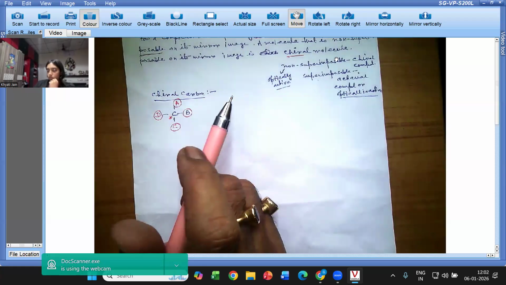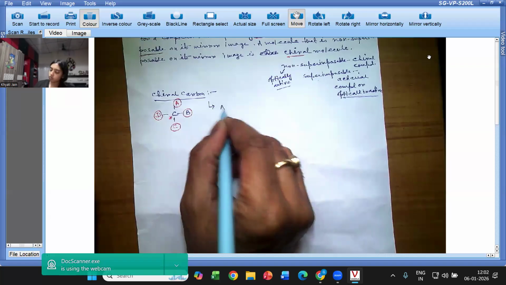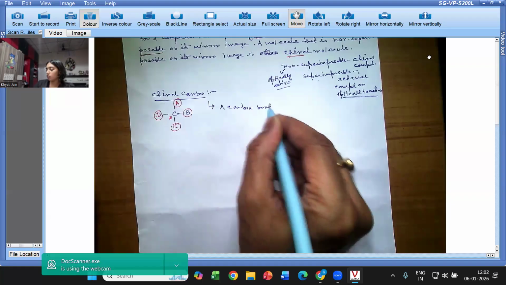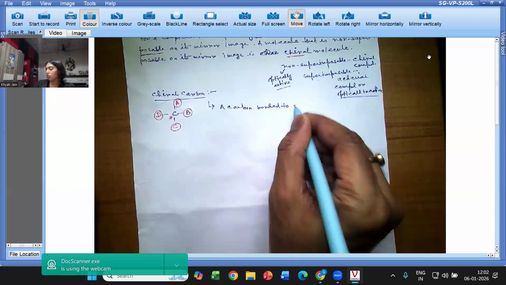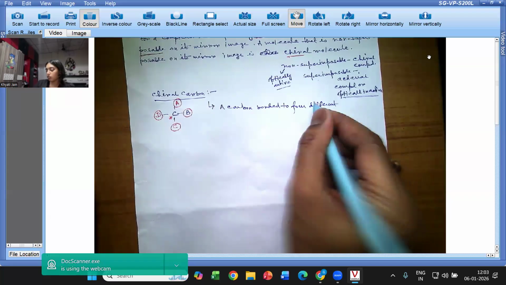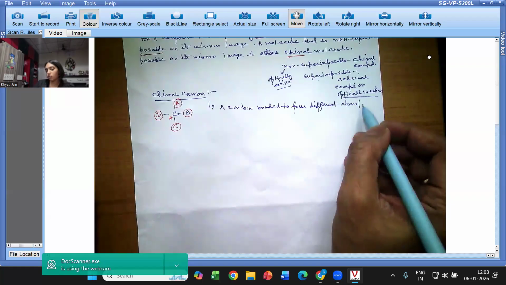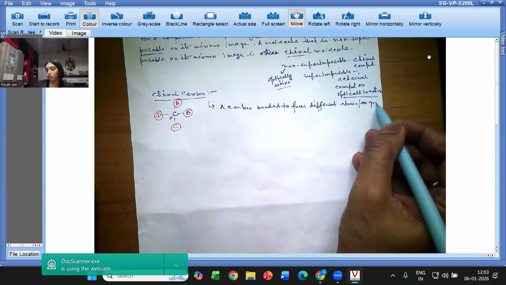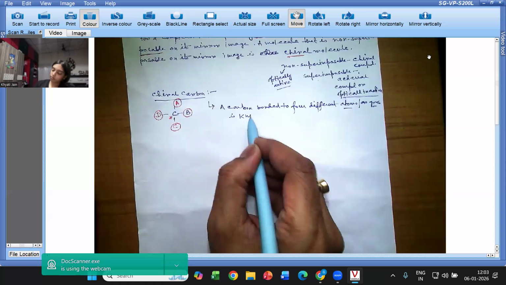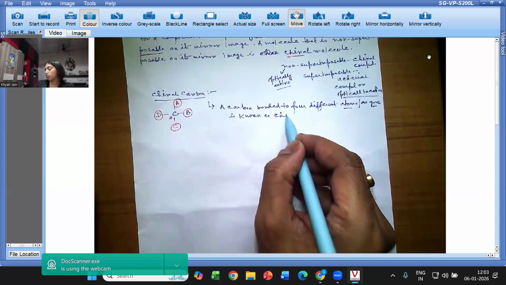Am I clear to you? Yes, sir. Note down this. A carbon bonded to four different atoms or groups is known as chiral carbon. Am I clear to you?